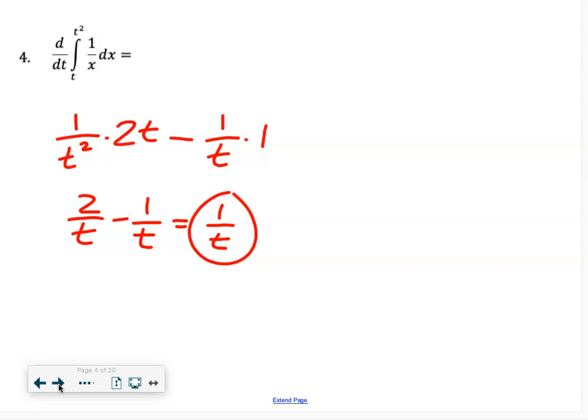Okay. Any questions? FTC part 1. As soon as you see variables in the limits, check: is there a derivative in front? Yes, then it's FTC part 1.